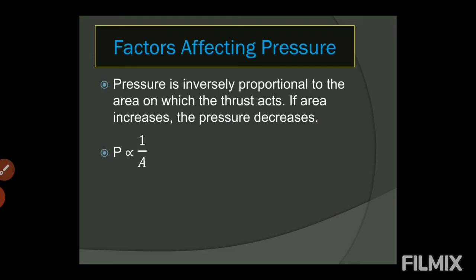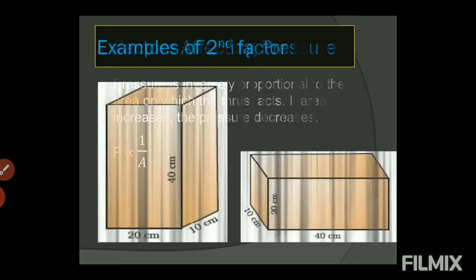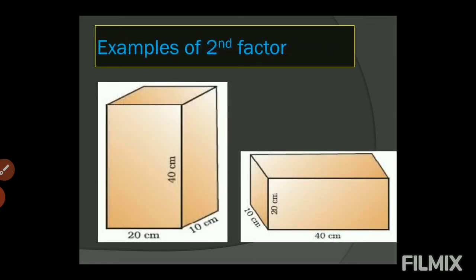Let us come to the next factor. The next factor says pressure is inversely proportional to the area on which the thrust acts. If the area increases, the pressure decreases. That means pressure and area will affect opposite. If the pressure has to be increased, you have to decrease the area. Now what area are we talking about? We are talking about the area of contact between the object by which you are applying the force.